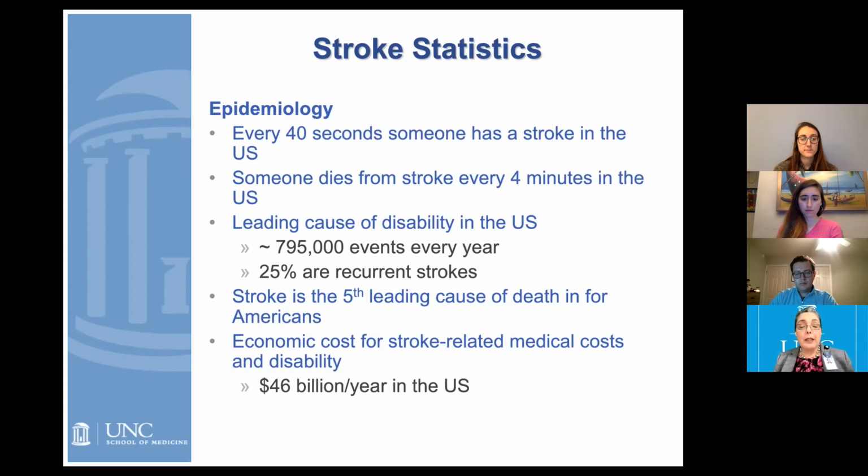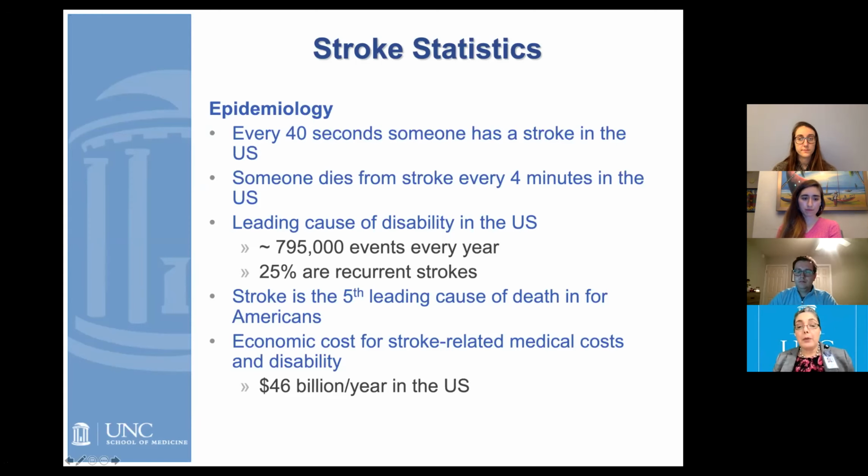Stroke is the fifth leading cause of death in Americans, which is interesting because when I first started talking about stroke years and years ago, it was the third leading cause of death. So in my lifetime, I've seen it move down, which is exciting. And some of what I'll talk about later this evening will share why this is so exciting and what you can do that will impact your own risk for stroke. So there are things we can do that change these numbers.